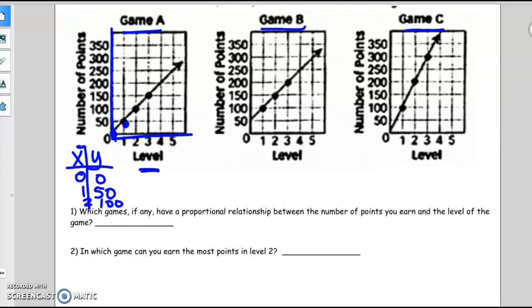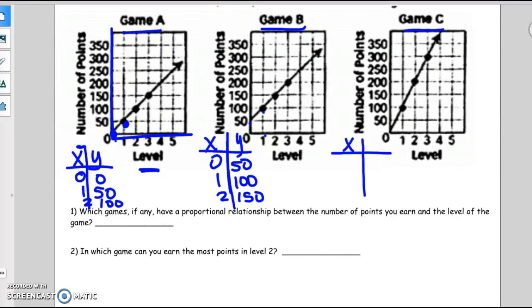Okay? Once you look at game B, your x and y here. If you're at 0, you have 50 points. If you're at level 1, you have 100 points. If you're at level 2, you have 150 points, and so on. Okay? On game C, if you have 0 points, you're at level 0. If you're at level 1, you have 100 points. If you're at level 2, you have 200 points, and so on.